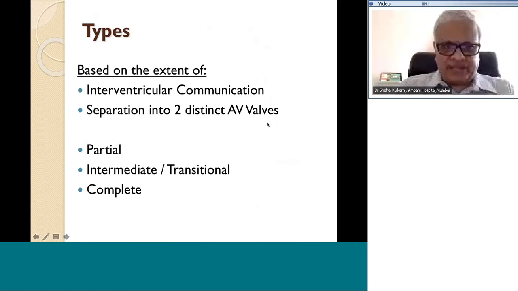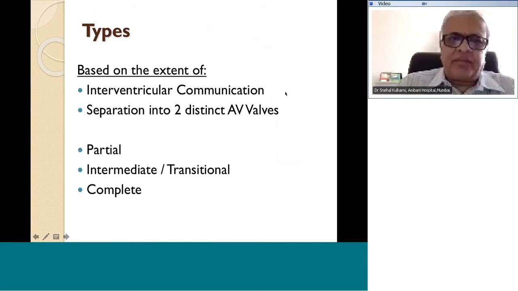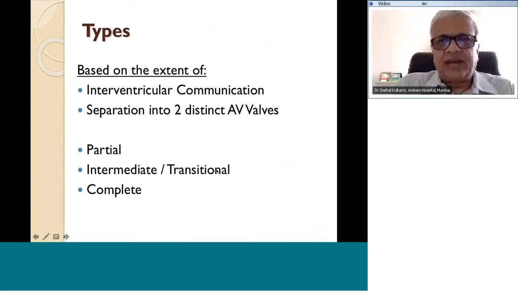Basically, we categorize AV canals into three varieties based on the extent of interventricular communications and separation into two distinct AV valves. We have partial AV canals, we have intermediate or transitional AV canals, and complete AV canals.